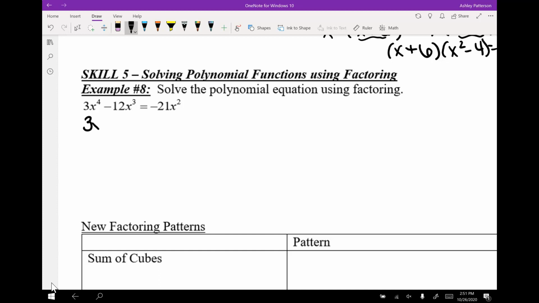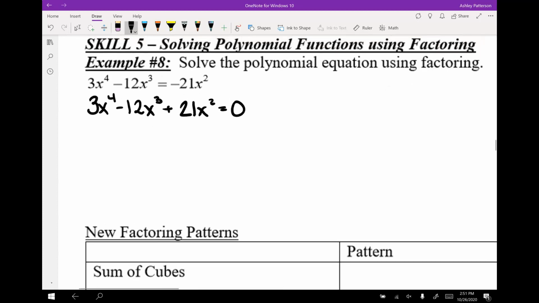That means I have 3x to the 4th minus 12x to the 3rd, and I need to add 21x squared to the other side so that I can see how I'm going to solve this. Well, number one rule of factoring is to always look for the greatest common factor. Is there one? Yes, 3x squared is our greatest common factor, so I'm going to factor that out. That leaves us with x squared minus 4x plus 7 equal to 0.